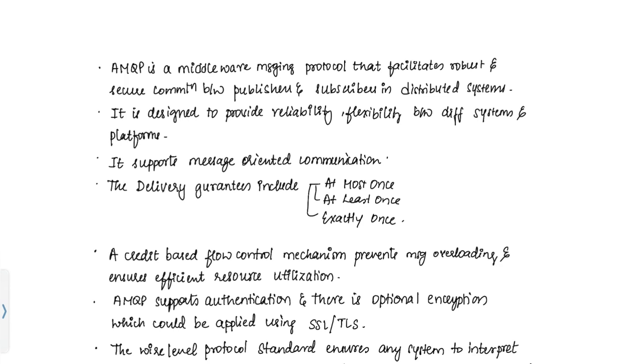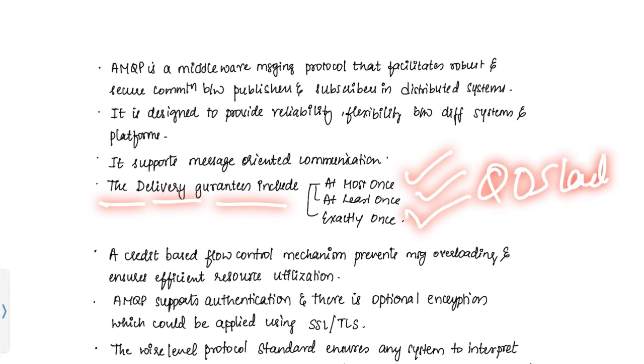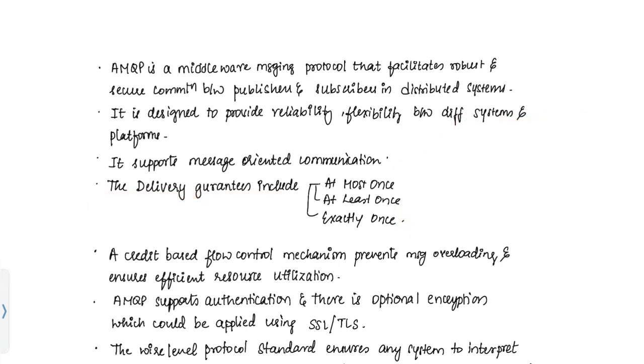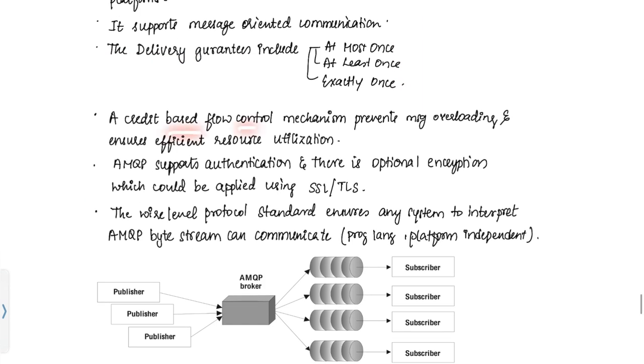Speaking about the features here, it supports message oriented communication. So the communication happens based on the messages. The delivery guarantees include at most once, at least once, and exactly once. The three QoS levels which we have discussed previously in MQTT, the same thing also follows here. A credit based flow control mechanism prevents the message from overloading and ensures efficient resource utilization. Again, this speaks about the flow control and efficient resource utilization.